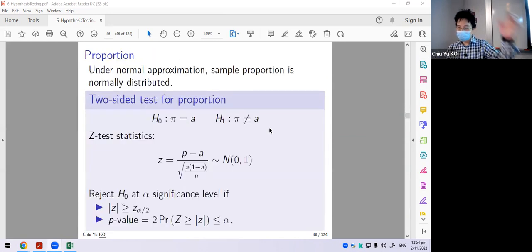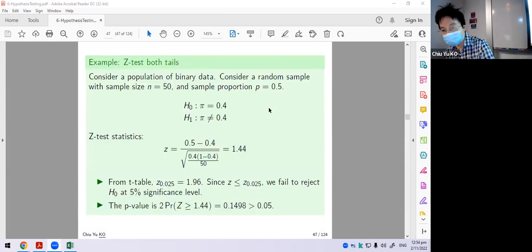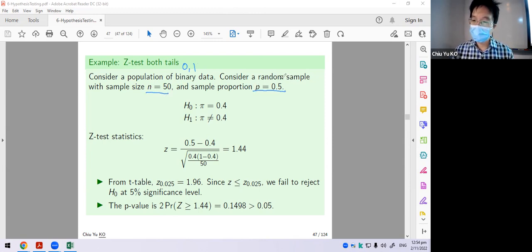As I said, I focus on the case of two-sided and one-sided. I think you know how to do it. So let's see the example. We have binary data, and remember, binary data means the data is either 0 or 1. With a random sample of size 50 and a sample proportion of 0.5, the population proportion is 0.4 versus not equal to 0.4, so it's two-sided. It's claiming that the proportion is 40%.